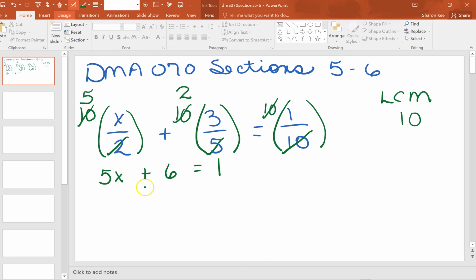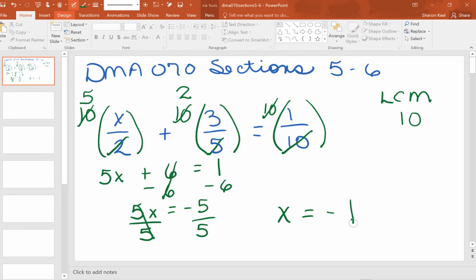As I continue to solve, because this is just like DMA 40, I'm going to move my 6 to the other side. That's going to cancel. I have 5x equals 1 minus 6, which gives me a negative 5. Then we divide both sides by 5, and x is equal to, this reduced, a negative 1. And that would be our solution. It's just that simple. Okay?